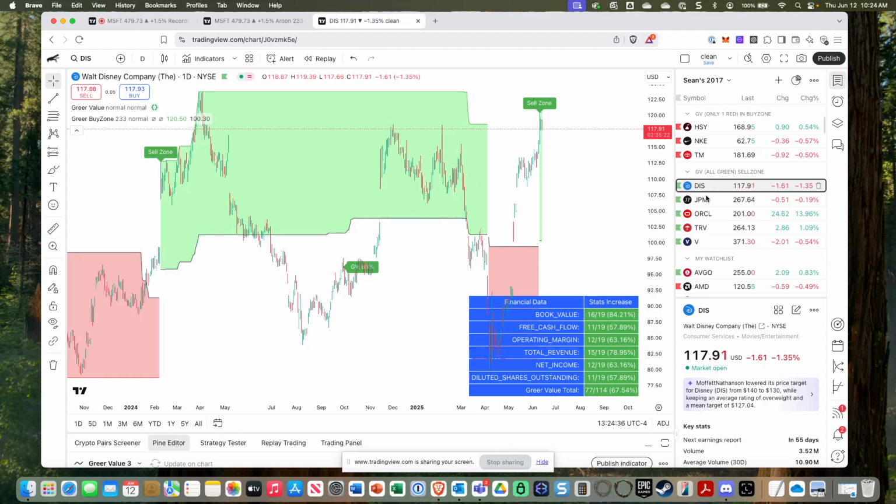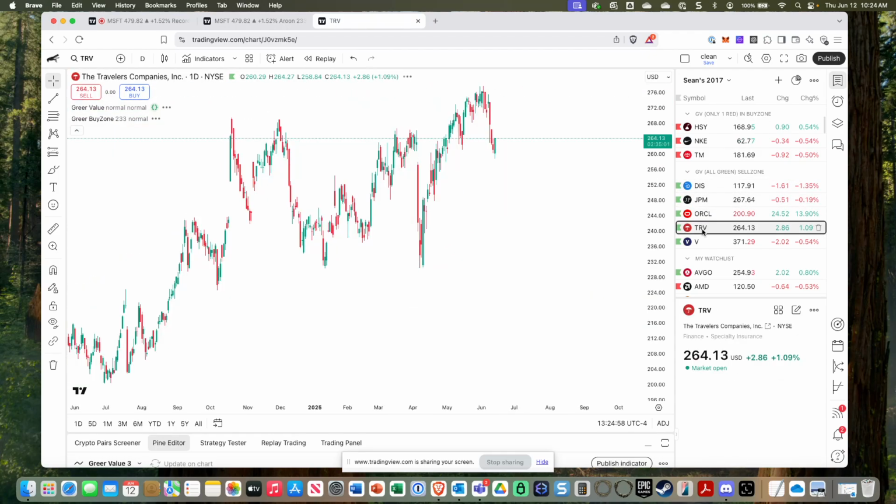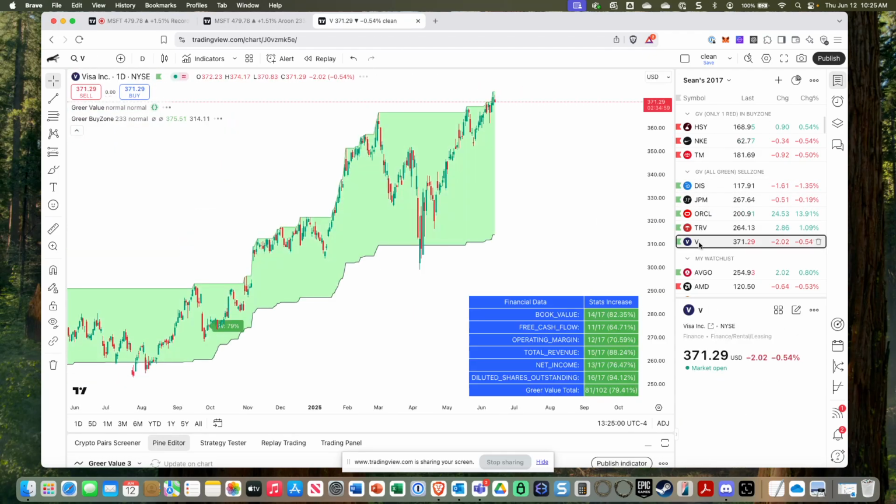they're in the sell zone. That doesn't mean they're not good to buy, it just means they're not precisely at the best time. But just because it's not in the buy zone doesn't mean that you don't buy it. If you really like a company, like Disney or JP Morgan or Oracle, these are all really strong companies. They have signals all green, but they're not in the buy zone yet. So that's something you can keep an eye on and then maybe jump into it when it does hit the buy zone. And that's it.